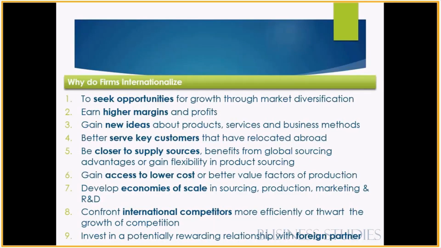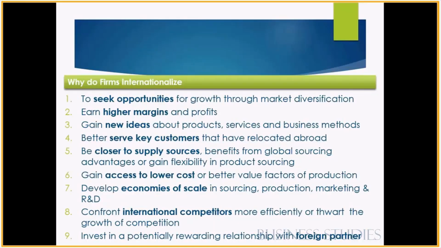Eighth point is confront international competitors, right? It is better that you directly confront your international competitors when you go into the international market, rather than them coming into your country, right? So some of the companies pursue kind of offensive strategies to confront international competitors, and they directly compete with them, so that simultaneously they are improving their product quality, improving their cost, improving their prices, right?